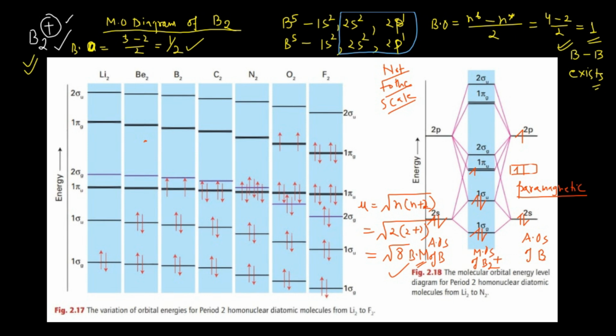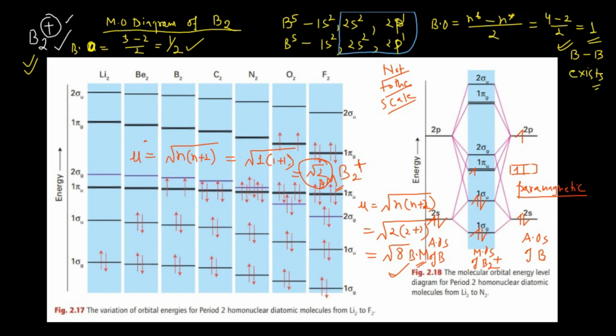And now if you want to calculate the magnetic moment for this one, how will you calculate it? It equals the square root of n times n plus 2. Here the number of unpaired electrons is 1. So 1 times 3, that is 3, under root of 3. So for B2 positive, this under root 3 Bohr magneton is the result of your magnetic moment, right? And for B2, it was something else, it was under root 8. So this is how you can draw the molecular orbital diagram of the B2 positive as well, right?